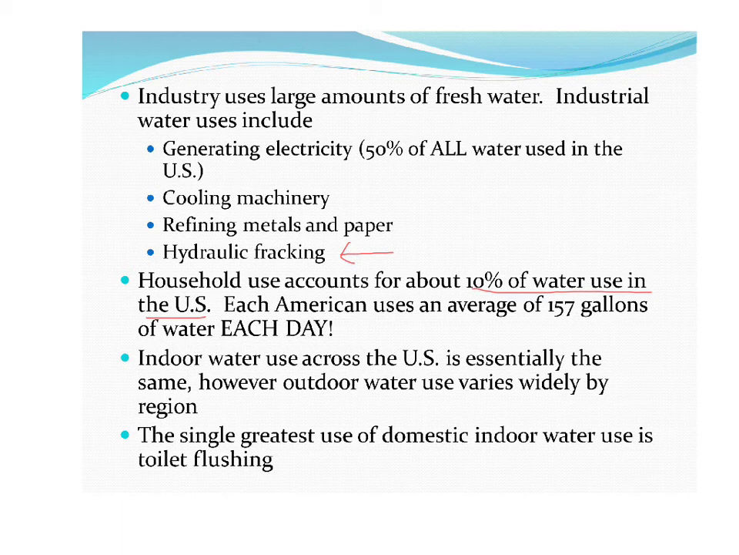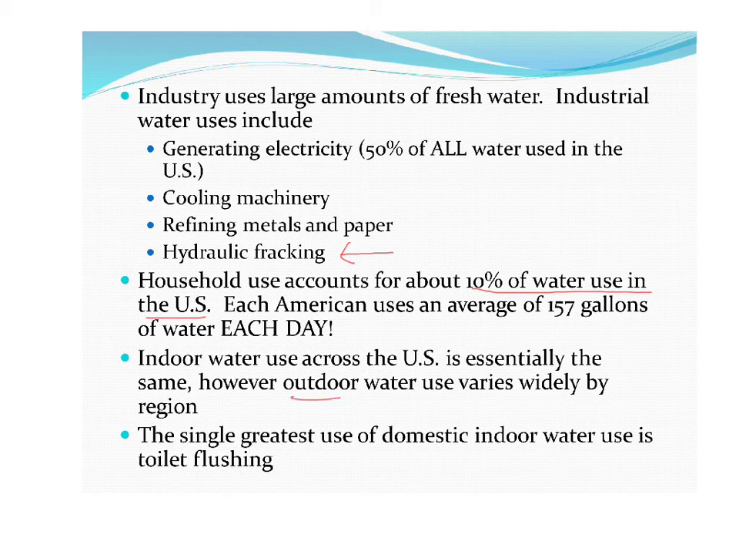Indoor water use across the United States is essentially the same. However, outdoor water use varies widely by region. The single greatest use of domestic indoor water is toilet flushing. Yes, most of the water that we use indoors is to flush the potty.